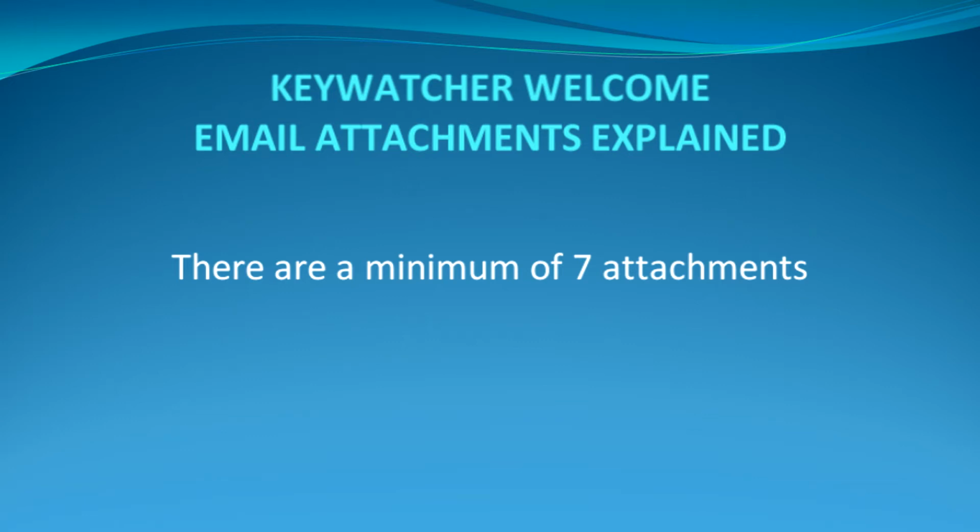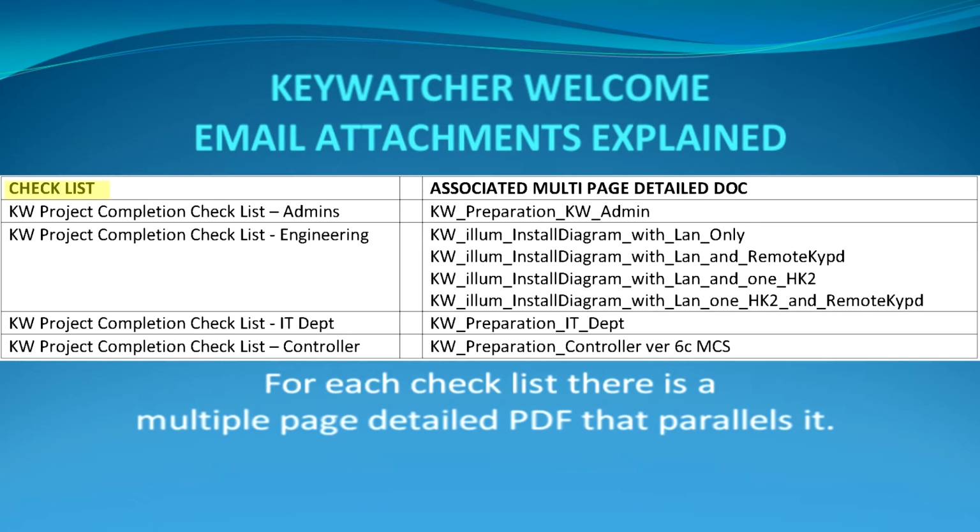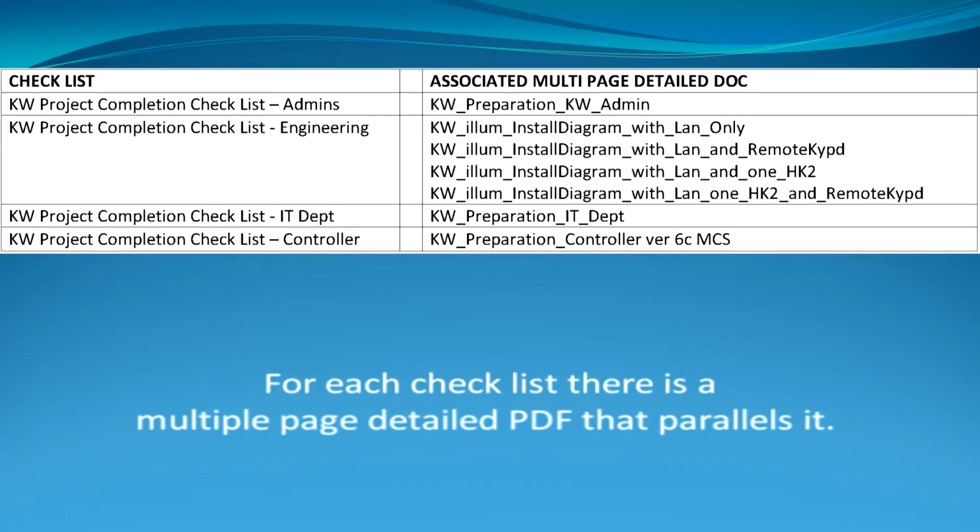By now, you have received your welcome email. There are a minimum of 7 attachments. They are all PDFs with the exception of one that's an Excel workbook. 3 of the PDFs are one-page checklists. For each checklist, there is a multiple-page detailed PDF that parallels it. The chart shown here shows how the documents relate to each other.